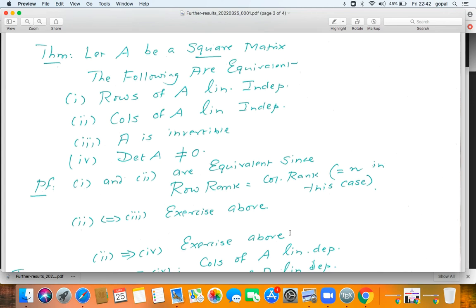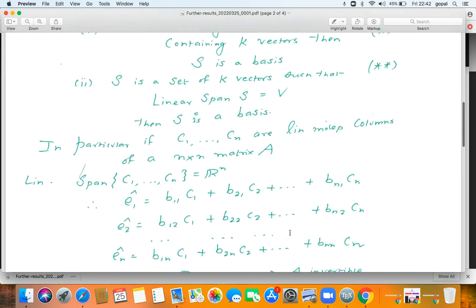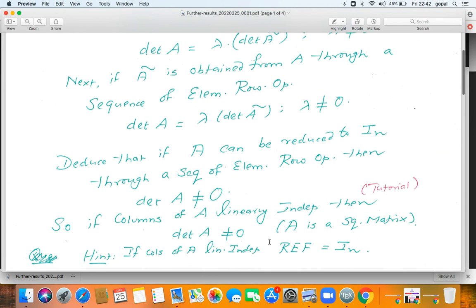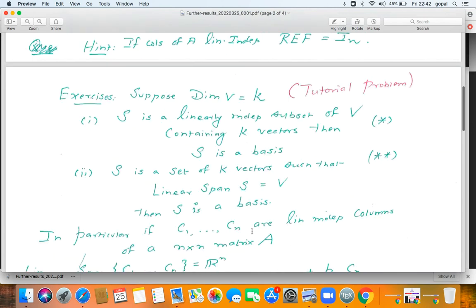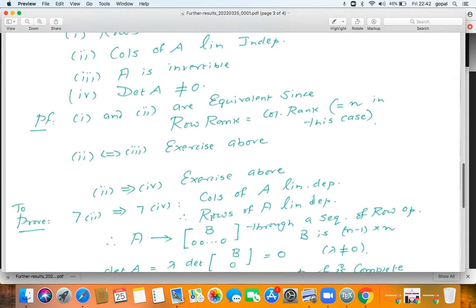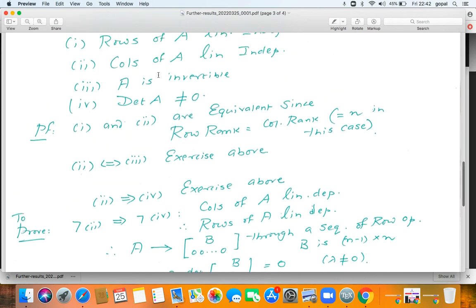2 implies 4. If the columns are linearly independent, then I know that I can reduce A to the identity matrix through a sequence of elementary operations. And the very first exercise that we did says that the determinant is not zero. So 2 implies 4 is one of the exercises above. So all that I have to show is 4 implies 2.